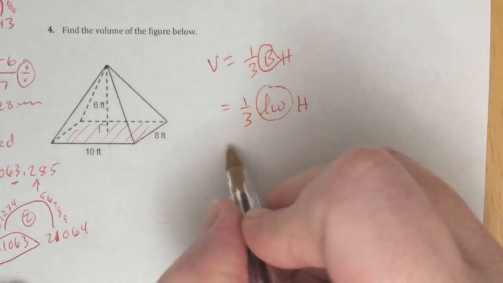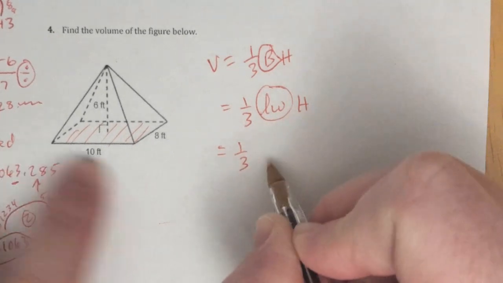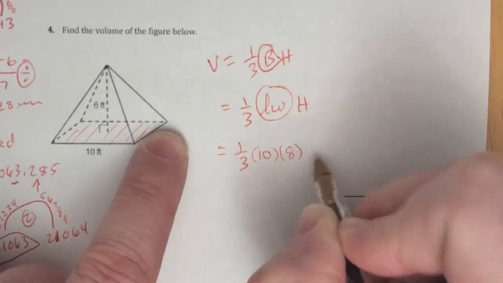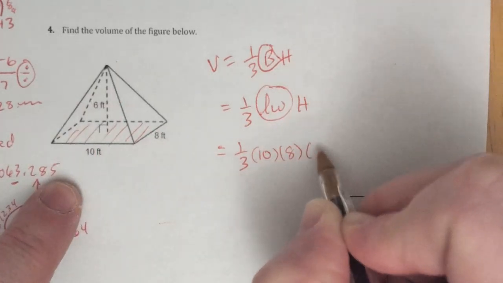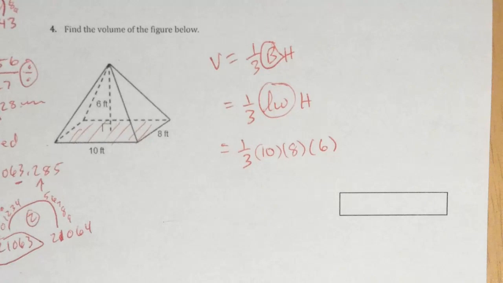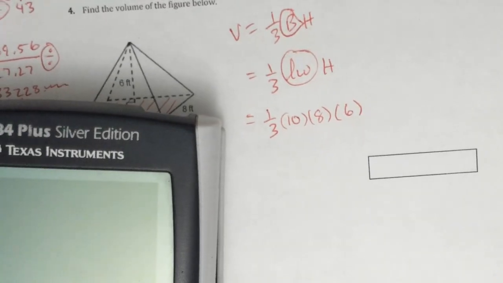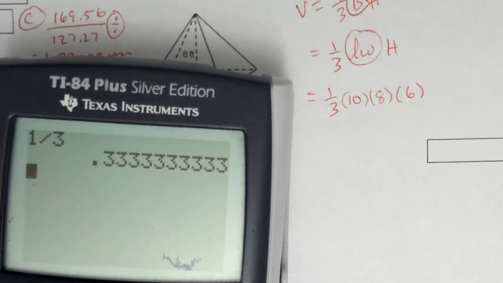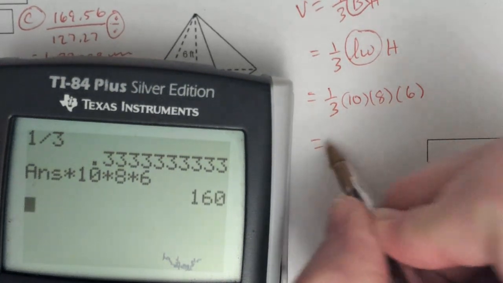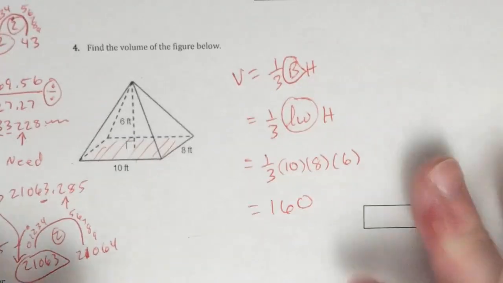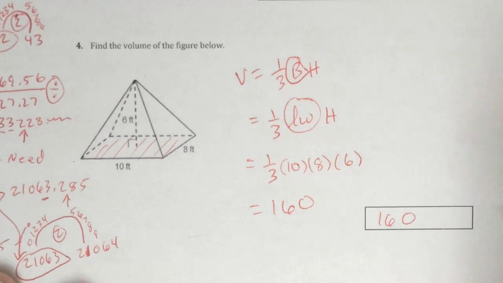So basically, it is just 1/3 length, which is 10, width, which is 8, times your height, which was 6. So 1/3 length times width times height. All you have to do now is put that in the calculator. So 1 divided by 3 equals times 10 times 8 times 6. We pop out with 160. And they didn't say anything about rounding. We got a nice pretty number, and that is the correct answer.